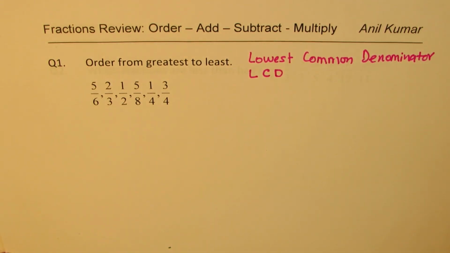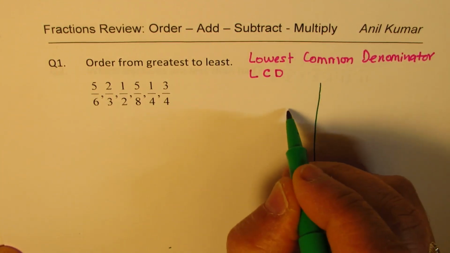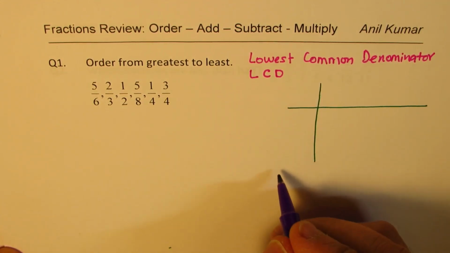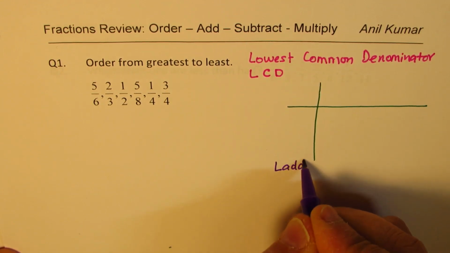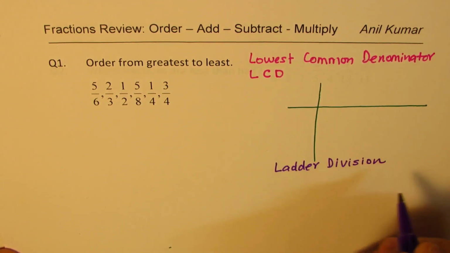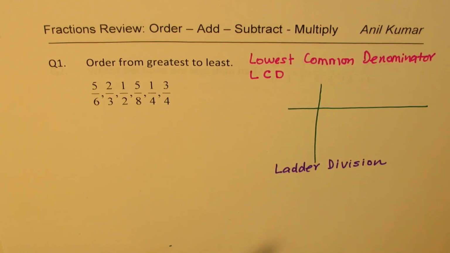Now there are many methods of finding it. However, I will actually suggest that you follow this particular method, which we were taught long time back. This is called ladder division. This method is not taught these days, but it is probably one of the best ways of finding the lowest common denominator. Reasons why we don't really understand this topic is because it is not being taught in the right way. So I hope by the end of this video, you'll get very easy concepts to learn.